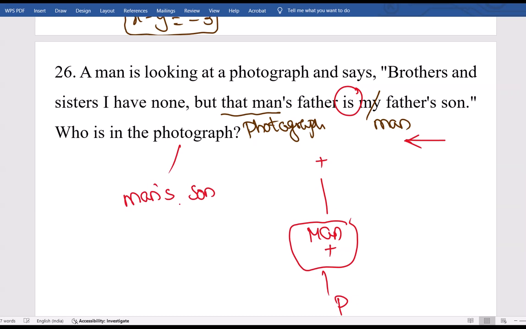His son. Maybe you can find the option like his son. That man's son. Photographer's father is nothing but the man. Sir, how can you decide the man's father's son is the man only? That person is not having brothers or sisters, only child. If I have only child, my father's son is myself. So same person. I don't have siblings, so my father's son is definitely the same. Siblings are not there.